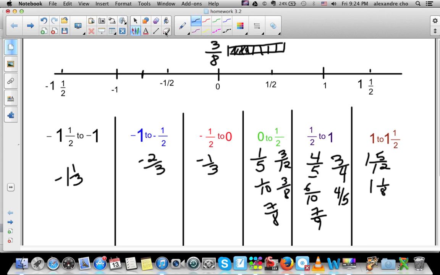Negative 5/4. Okay, it's a negative. So 5/4, it's still an improper fraction. If you change that, with the negative, you would get negative 1 1/4.